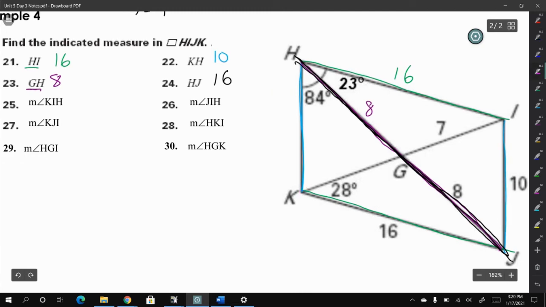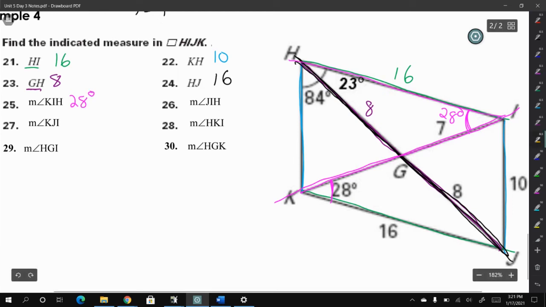So now let's look at the angles. We have the measure of angle KIH. So here's KIH. That's this angle right here. Well, if I compare that to this angle down here, those two angles are alternate interior angles. They're both inside the parallelogram, and KI is my transversal. So that means that this angle up here must also be 28 degrees.